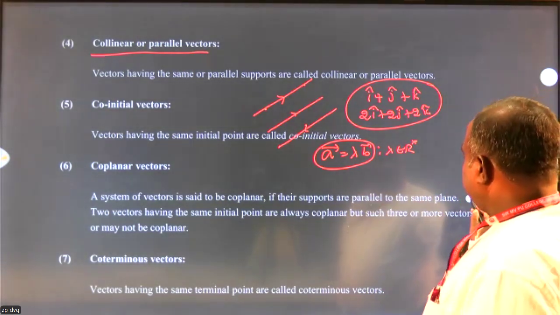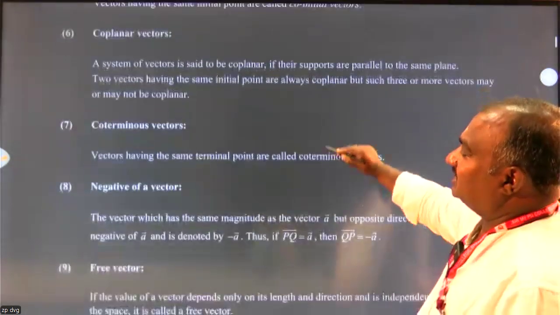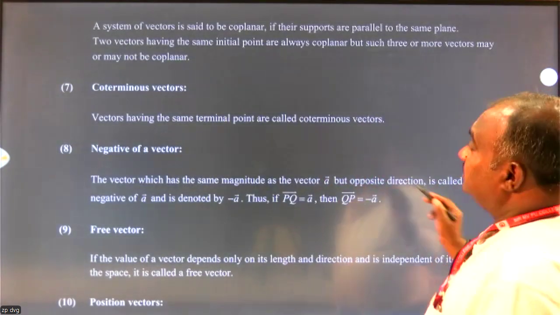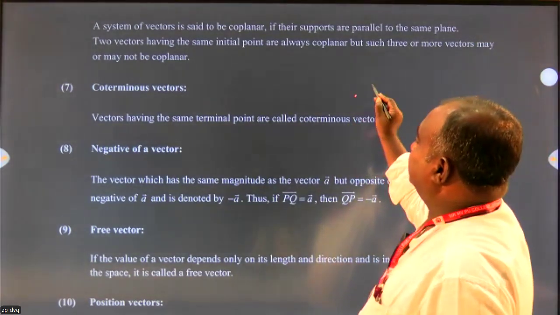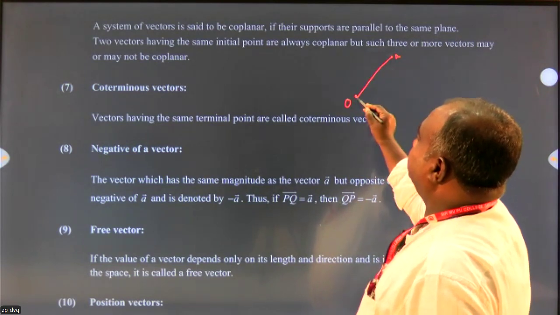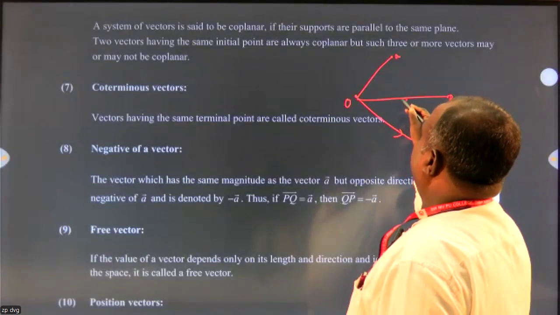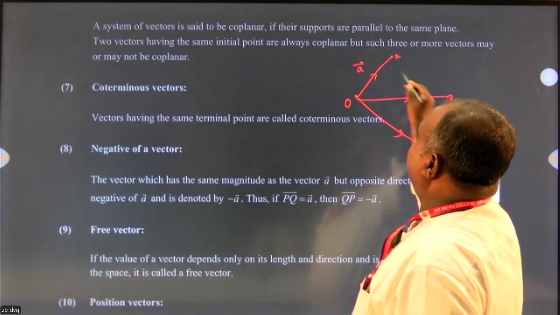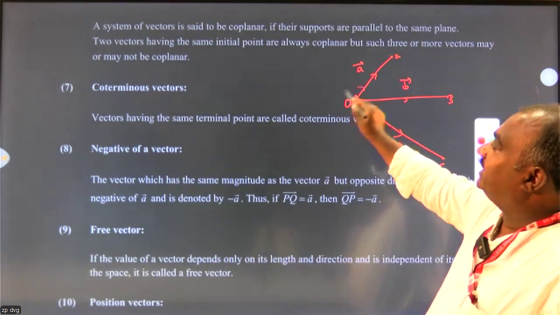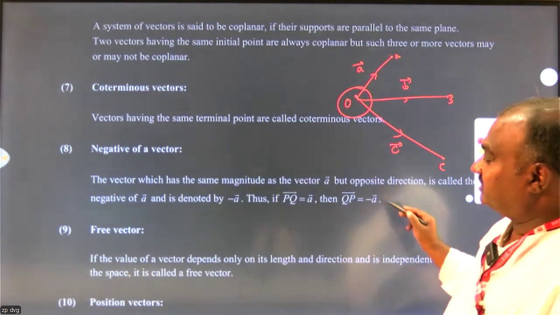Another word is coterminous vector. What are coterminous vectors? Another keyword, coterminous vectors, means two or more vectors having the same initial point. This is the initial point O. This is A, this is B and this is C. Observe that for these vectors A bar, B bar, C bar, the initial point of all three vectors is O only. These types of vectors are called coterminous vectors. Okay, this type of vectors you have to remember.